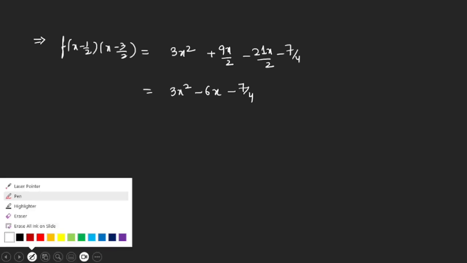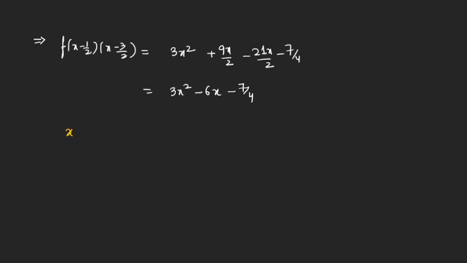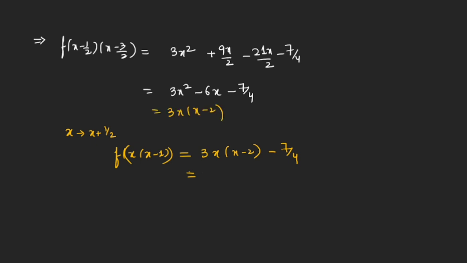Now see, I will again try to convert it to a similar form. So again, at last I will replace x by x plus half. So we get f of x into x minus 1 is equal to 3x common, x minus 2 minus 7 by 4. Of course, here I have to replace, that was actually 3x into x minus 2. I should have replaced, because we should replace x by x plus half on both the sides simultaneously. So we get x plus half into x minus 3 by 2 minus 7 by 4.